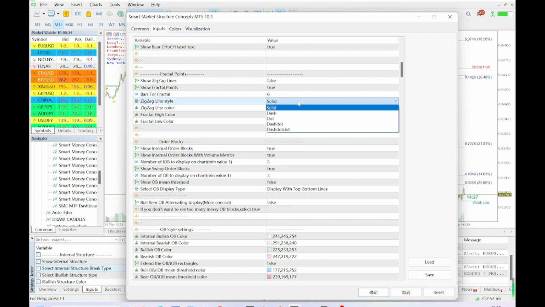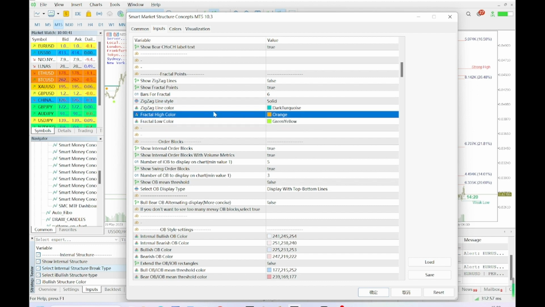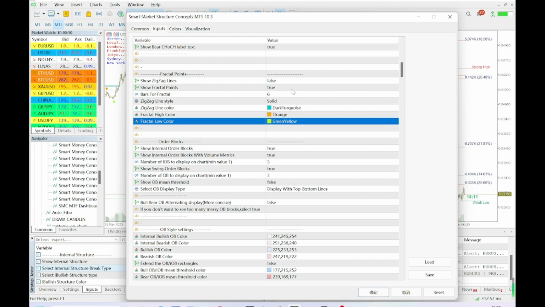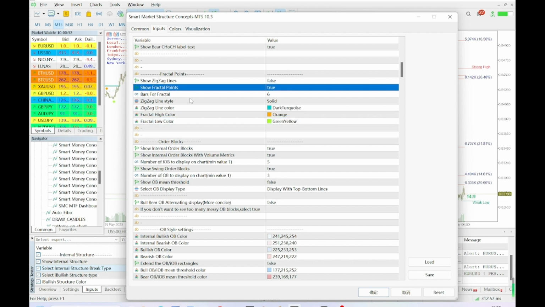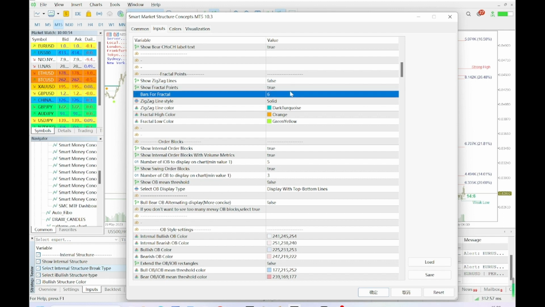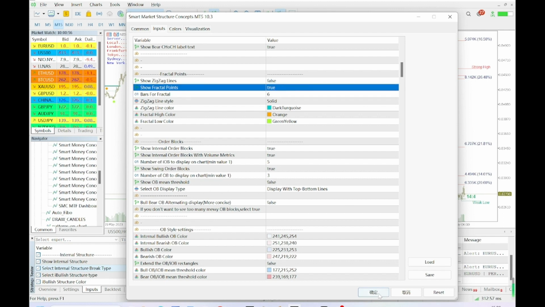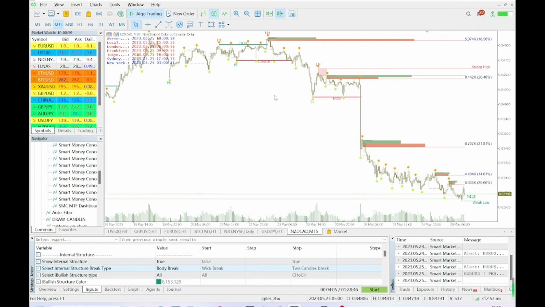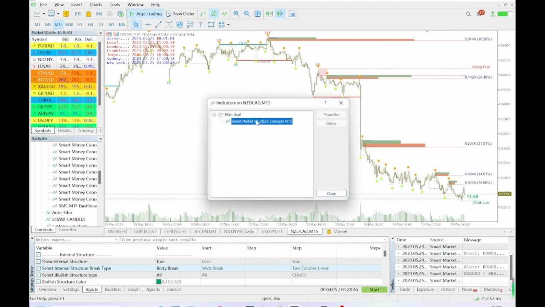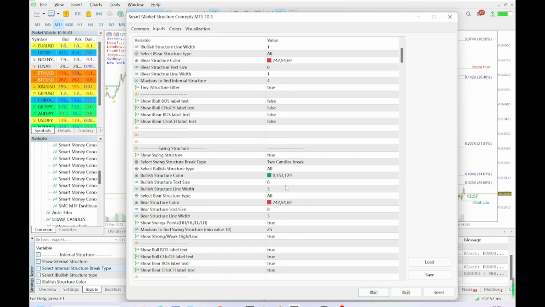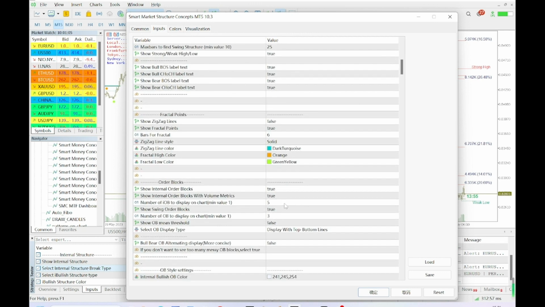The following are the display format settings for zigzag and fractal points. Let's take a look at the effect. Let's turn off the order block first.